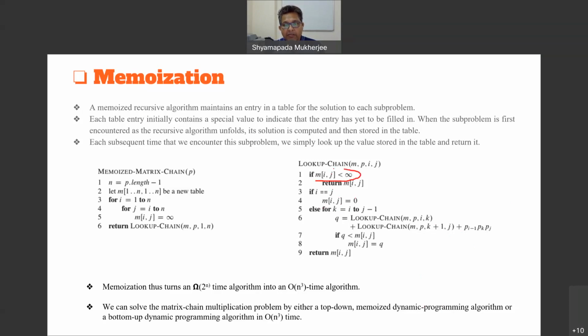In the first step of the lookup chain, without calculating, it checks whether the value is less than infinity. That means the entry is not empty, so the value has been computed before, and it returns that value instead of computing again. If the value is not there, then using the simple calculating procedure, we compare with the key q, which is a small value, and if it is smaller, we store it this way. This we have already discussed.